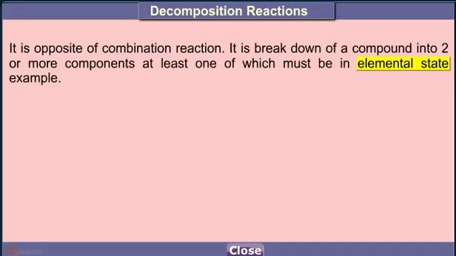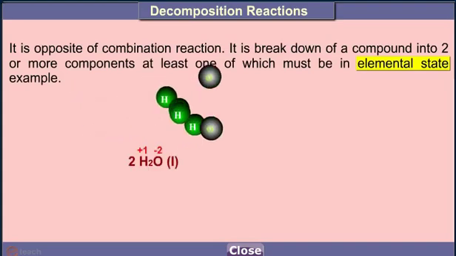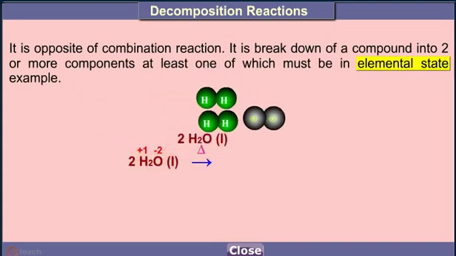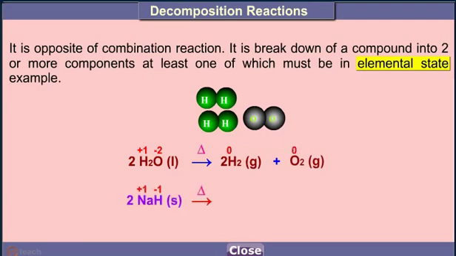Decomposition reactions. It is the opposite of a combination reaction. It is a breakdown of a compound into two or more components, at least one of which must be in elemental state. Example, 2H2O liquid on heating gives 2H2 gas and O2 gas. 2NaH solid on heating gives 2Na solid plus H2 gas.